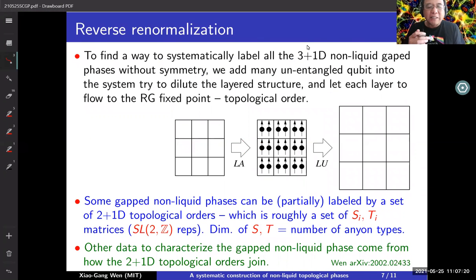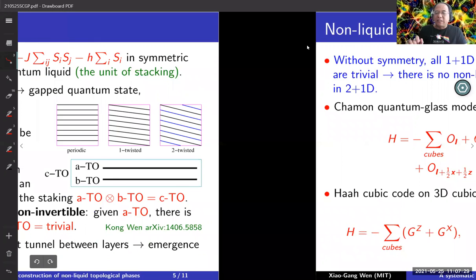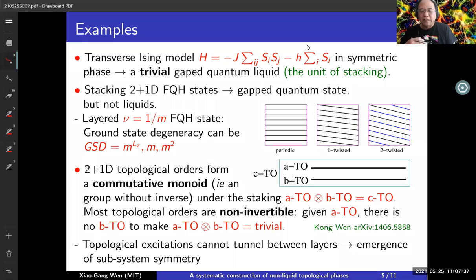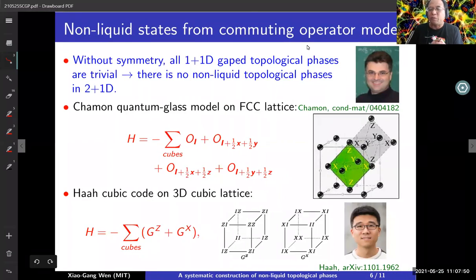So how do we understand this non-liquid phase systematically? The motivation is really that this non-liquid phase has a foliation structure that comes from stacking many two-dimensional topological orders. So this layered structure cannot be renormalized away. And so renormalization seems not so helpful. It's hard to get a quantum field theory from this conventional point of view.